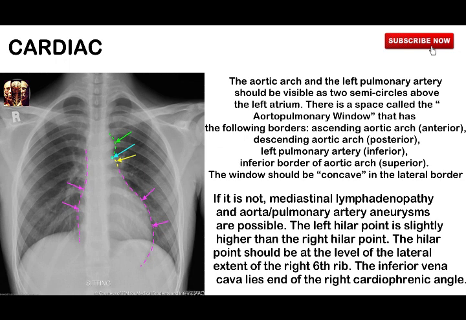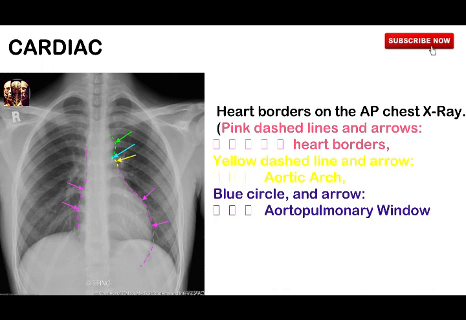The left hilar point is slightly higher than the right hilar point. The hilar point should be at the level of the lateral extent of the right 6th rib. The inferior vena cava lies at the end of the right cardiophrenic angle. Heart borders on the AP chest X-ray. Pink dashed lines and arrows, heart borders; yellow dashed line and arrow, aortic arch; blue circle and arrow, aortopulmonary window.